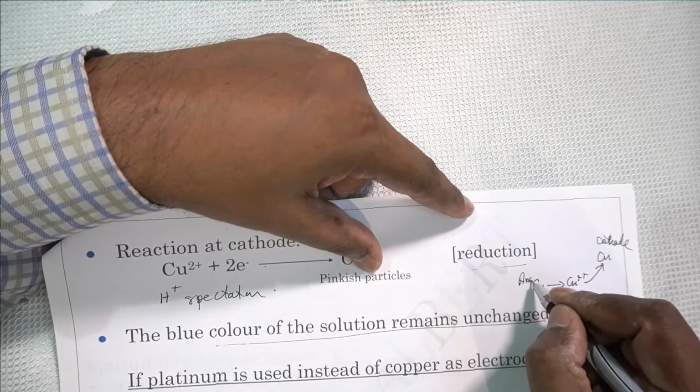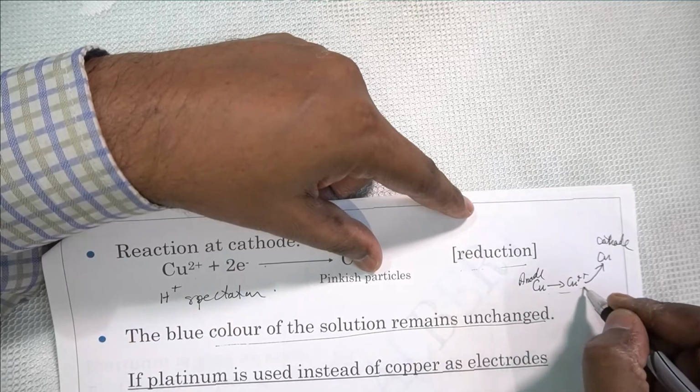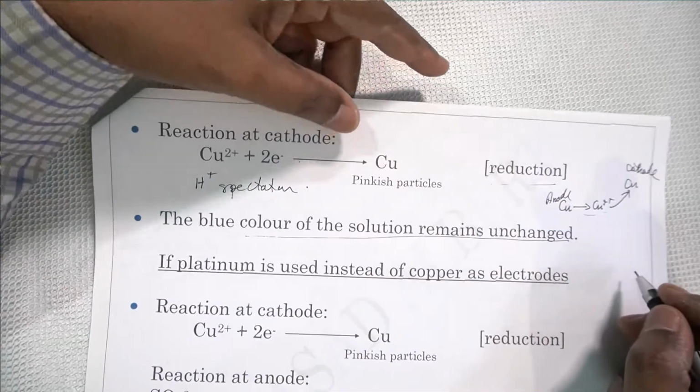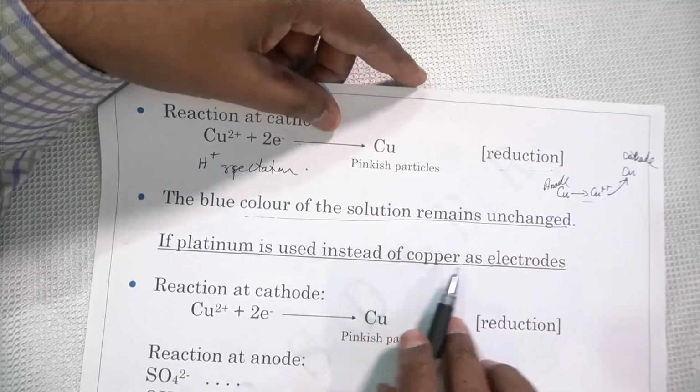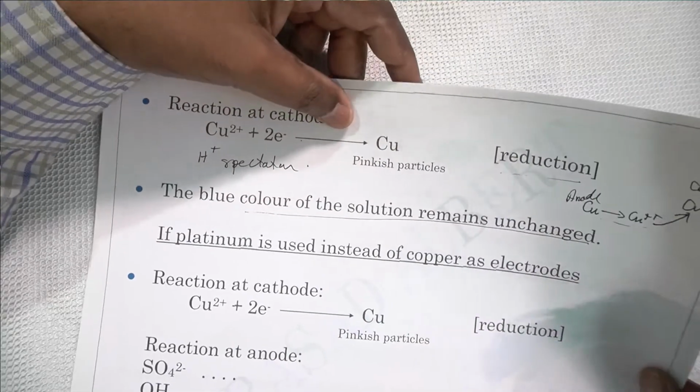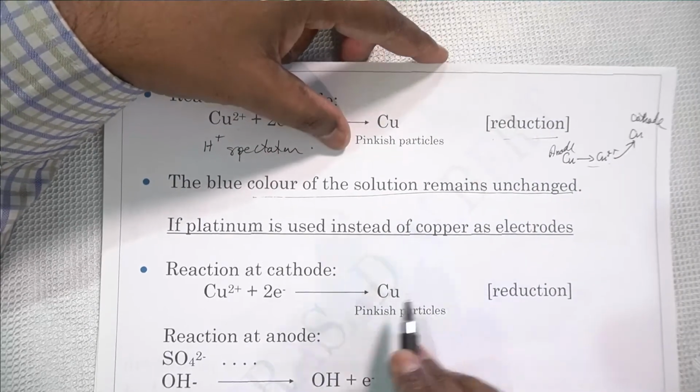This is the anode. So copper is getting shifted or transported from anode to cathode. That is the only reaction that is happening here, no other reaction. The blue color of the solution therefore remains unchanged. Suppose we use a platinum electrode, what will happen?